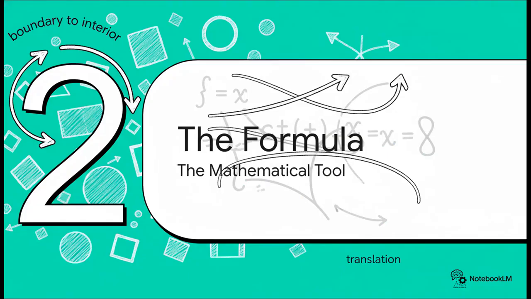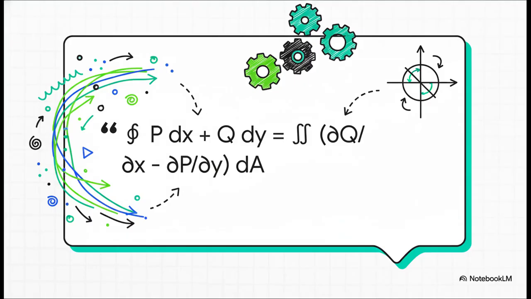Okay, so how do we write this amazing idea down using math? Let's dive into the formula. And hey, don't let the symbols scare you off. We're going to translate everything into plain English. All right, here it is. I know, it looks a little intense at first glance, but it's really just the story we've been talking about, but in math language. The P and Q are just the parts of our vector field. You can think of P as how much it pushes you sideways, and Q as how much it pushes you up or down.